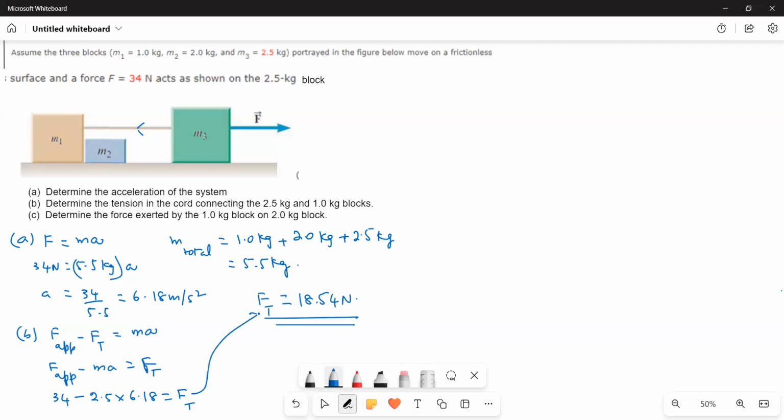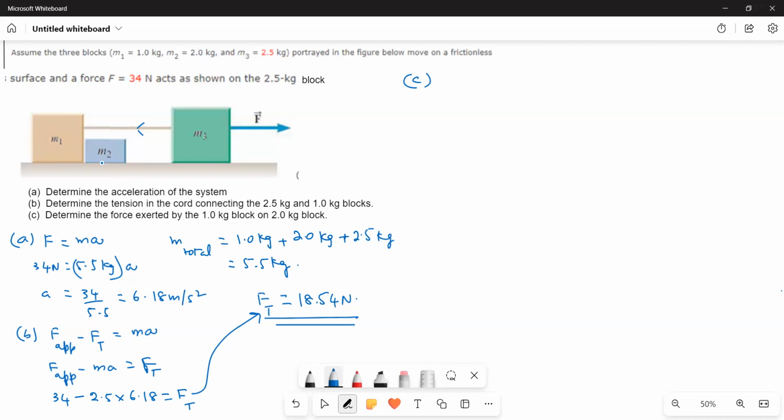Okay, so now C bit. What is the C bit? Determine the force exerted by 1 kg block on 2 kg block. So this 1 kg block is pushing the 2 kg block, and then 2 kg block is pushing the 1 kg block. Okay, so this is based on Newton's third law. Equal forces in opposite direction. Okay, action reaction forces. So Fm1 is equal to minus Fm2.